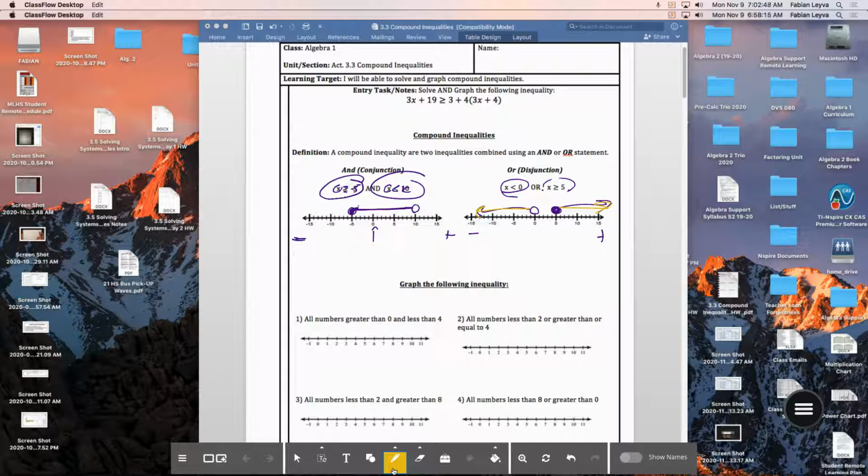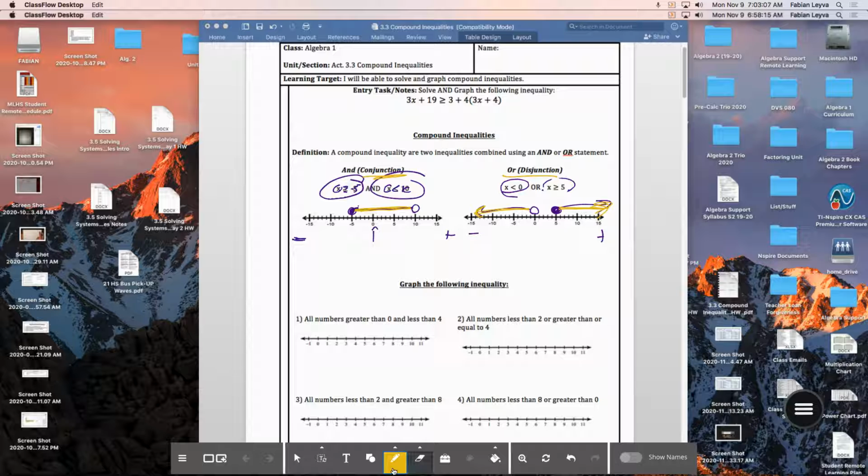So notice that these two are very distinct. When you have an "and" statement, your solutions are always kind of contained in the middle. I always call that an interval. An "and" is what we like to call a conjunction. They're connected. An "or" statement is always a disjunction. It's going to be going one direction and your inequality is going to go the other direction. We call that a disjunction.